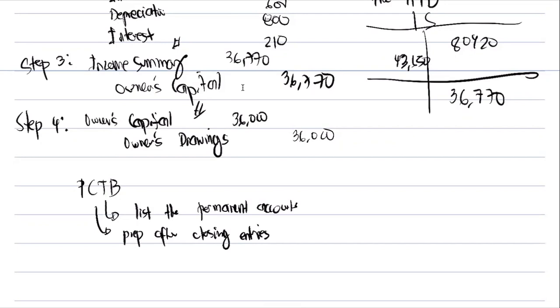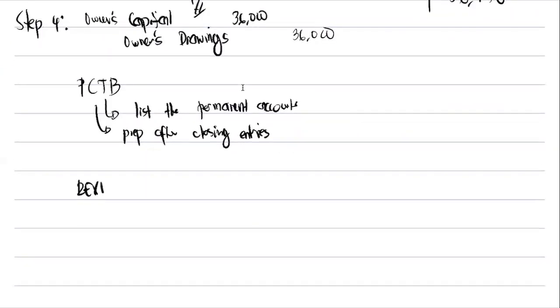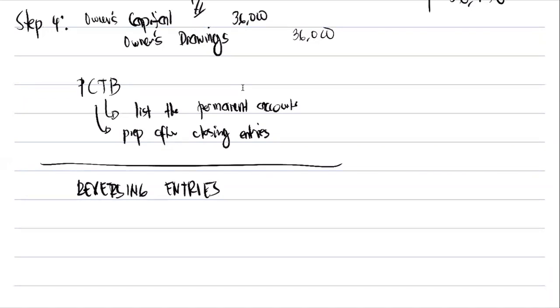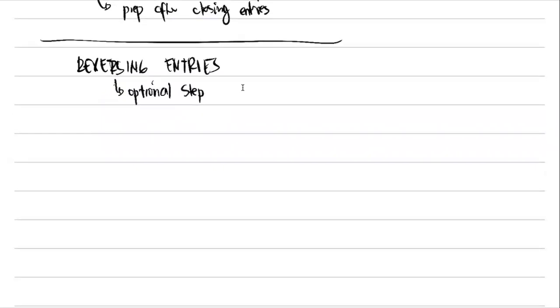And last, we have your reversing entries. Okay. Diba, sabi natin, ang last naman na step talaga is post-closing trial balance. But we have an optional step. This is your reversing entries. So what do we do in your reversing entries? We reverse certain adjusting entries.